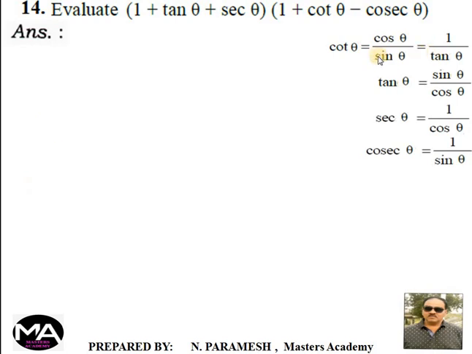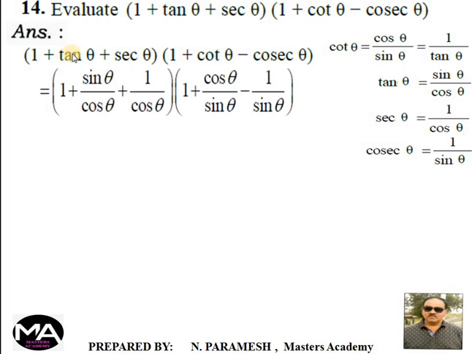Answer: cot theta is equal to cos theta by sin theta. Tan theta is equal to sin theta by cos theta. Secant theta is equal to 1 by cos theta. Cosecant theta is equal to 1 by sin theta. Substitute in the given problem: 1 as it is plus tan theta, which is sin theta by cos theta, plus secant theta, which is 1 by cos theta, of 1 plus cot theta, which is cos theta by sin theta, minus cosecant theta, which is 1 by sin theta.